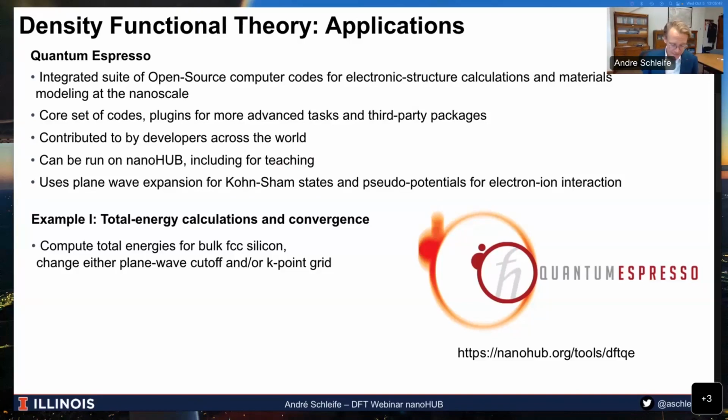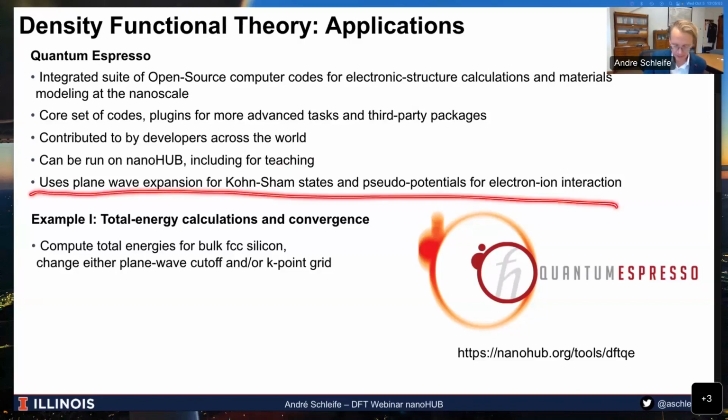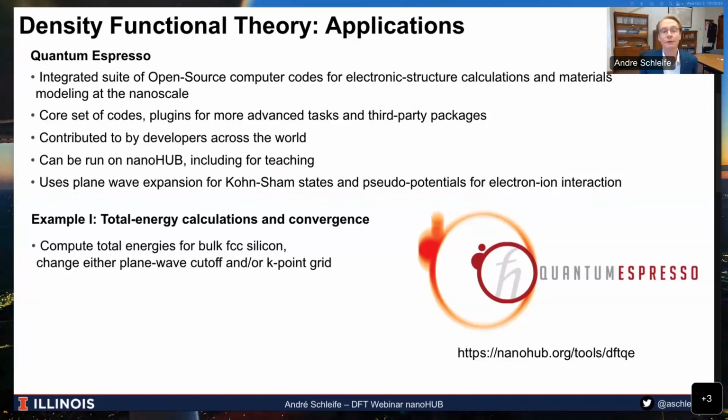Okay. The technical detail that I want to point out, because this will be our first exercise, is when you implement DFT, you have to make certain choices. In particular, you have to decide how you represent your quantum states, the eigenstates of the quantum equations I just showed you a moment ago, in a computer. There are various different choices, one of which is called a plane wave expansion. That expands these wave functions into plane waves, and the plane wave coefficients are what's stored. That is the choice that Quantum Espresso makes.